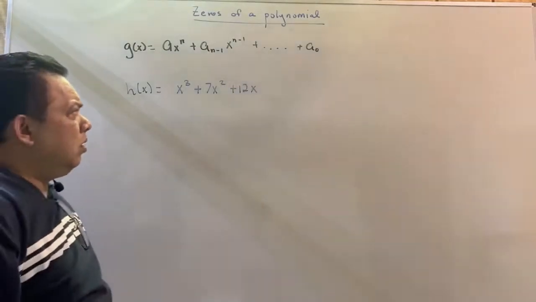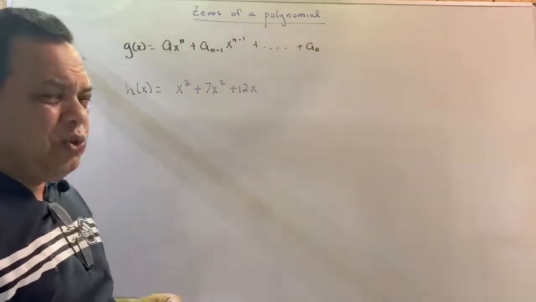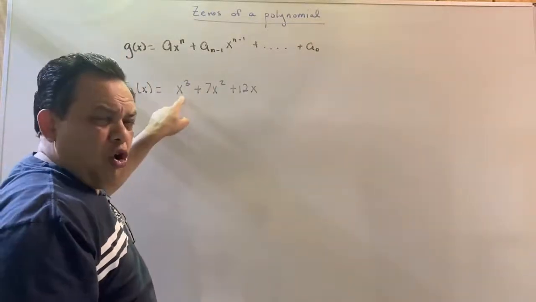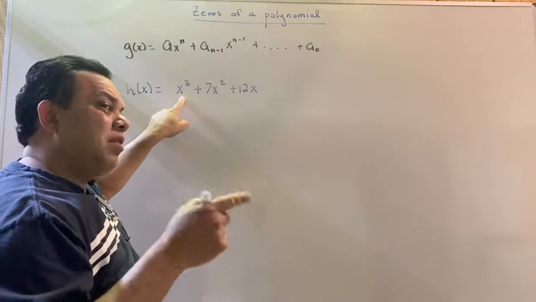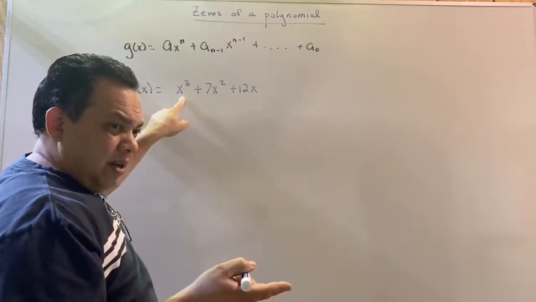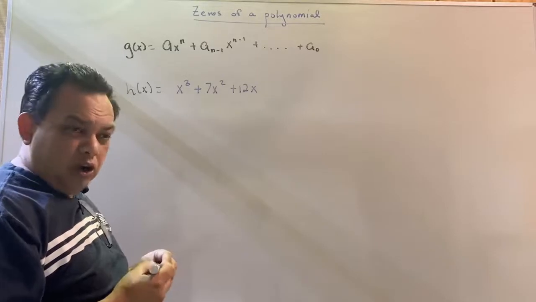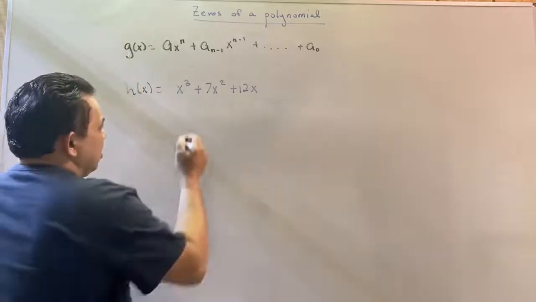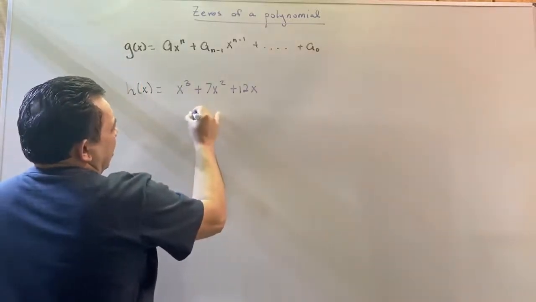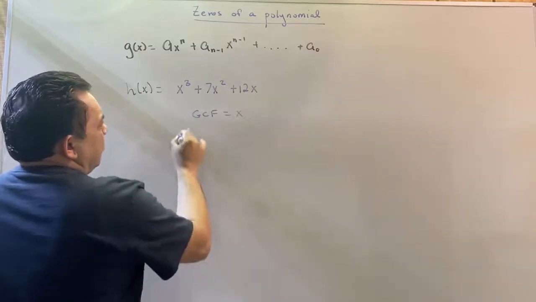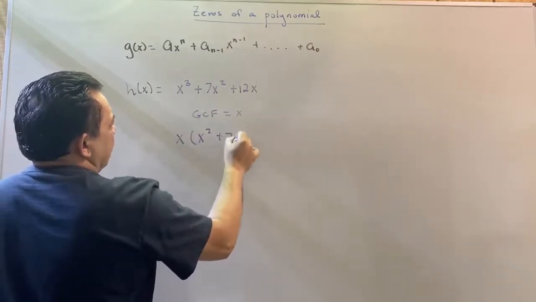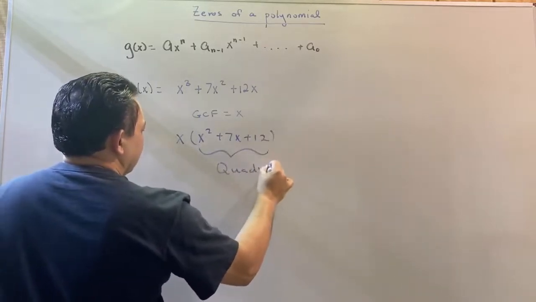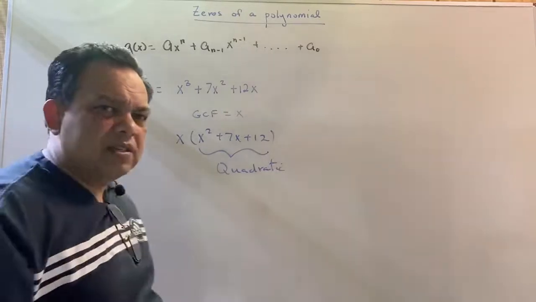Well, if you think about it, it's not quadratic, so you can't use the quadratic formula. But if there is a way I can rewrite this polynomial as a product of polynomials, factoring, where one of the factors is a quadratic, I'll be able to solve this. Hence, notice that we have a greatest common factor of x. So if you take out x, we have x squared plus 7x plus 12. Now this is quadratic, so you can solve this.